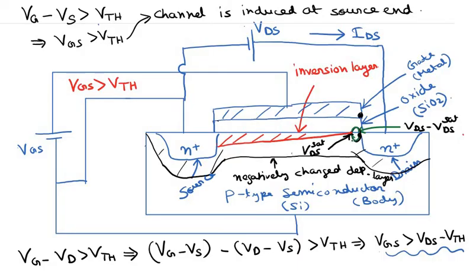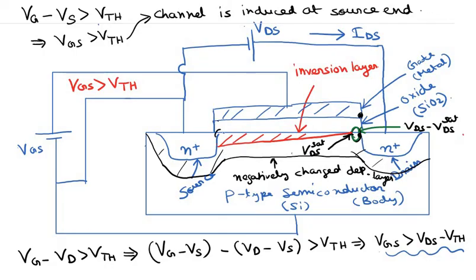And just as I stated, because the potential at the pinched off point, that is at this point where the channel just pinches off, does not change anymore with increasing VDS once the pinch off has been reached, the potential difference across the channel is effectively VDS set.